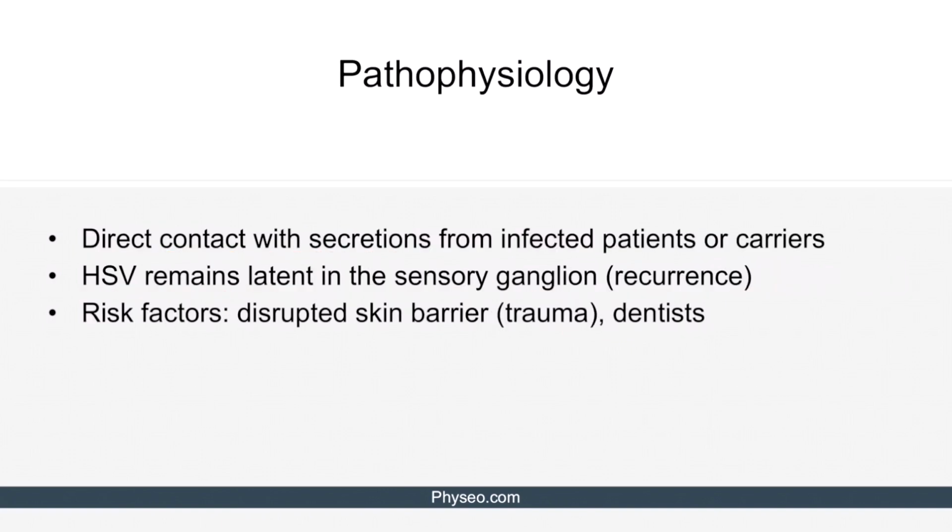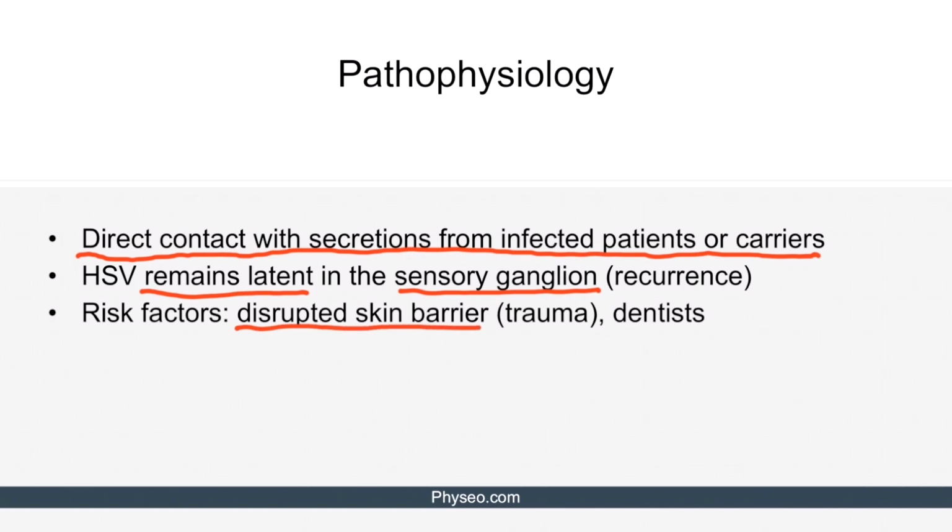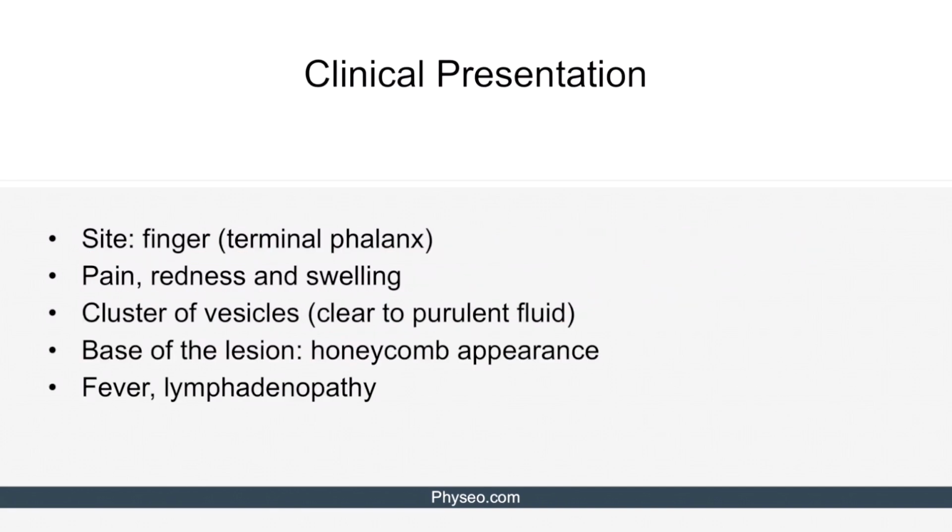The virus is transmitted when a person comes in direct contact with secretions from an infected patient or carrier. After initial infection, the HSV virus remains latent in the sensory ganglion and may be reactivated later to cause recurrent infections. So, it commonly affects people with a disrupted skin barrier, and it also affects dentists, as they're frequently exposed to those respiratory secretions. Now, the terminal phalanx of the finger is the most common site involved.